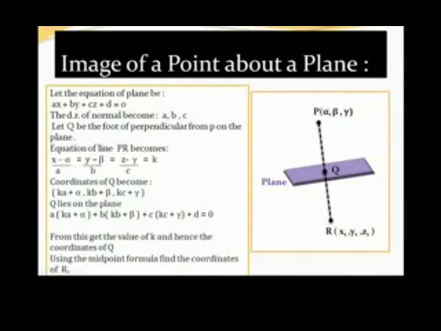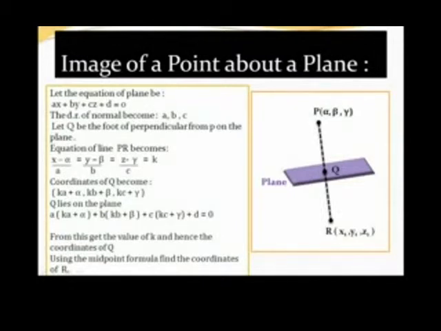Now, let us say that Q is the foot of perpendicular from the point P on the plane. So, from any point P we drop a perpendicular, and Q represents the foot of this perpendicular. Now, first we find out the coordinates of this point Q. Now, how to find this? For finding the coordinates of point Q, we first try to find out the equation of PR or PQ.